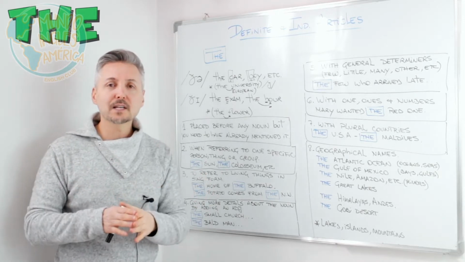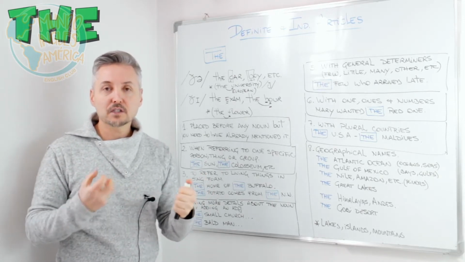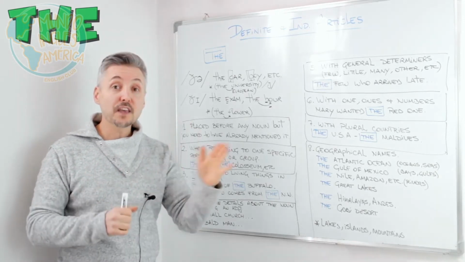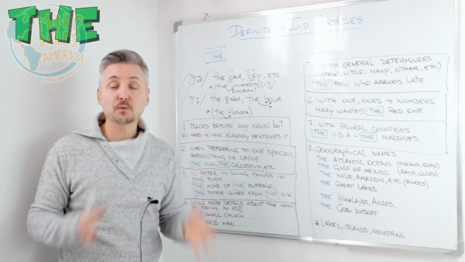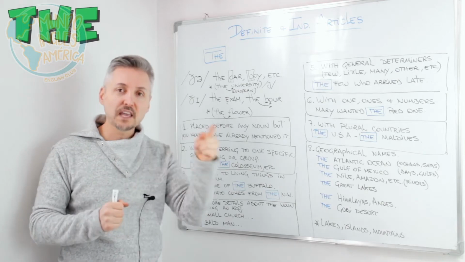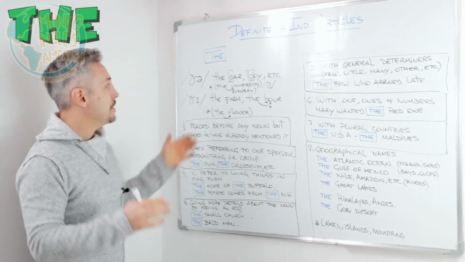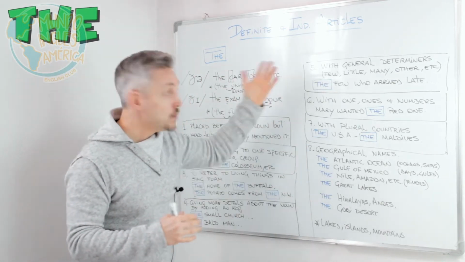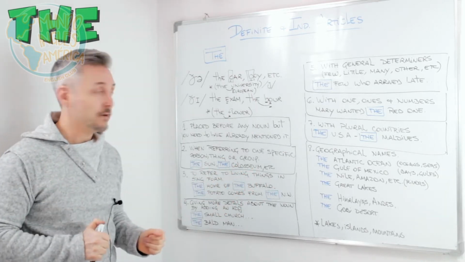Now, we also use it to stress something. For example, the flower I gave you last week died. If you want to stress that flower, the flower. Now, I have 8 rules that we're going to talk about.